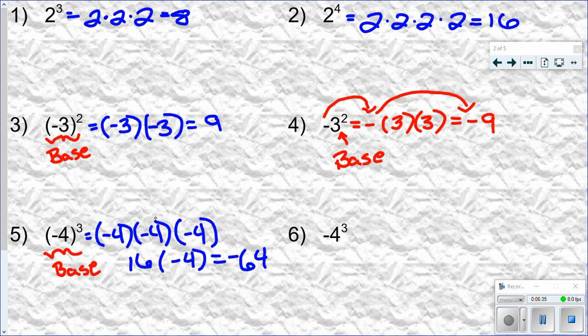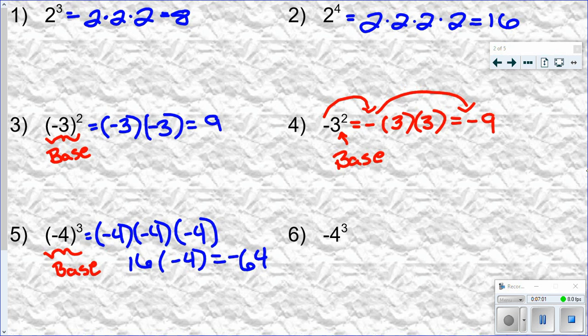Okay, you can use that for anything. So if you have a bunch of numbers multiplied together and 7 of them are negative and the rest are positive, 7 is an odd number, so your answer is going to be negative. If you had, let's say, 20 numbers being multiplied together and 12 of them were negative, 12 is an even number, so your answer is going to be positive.